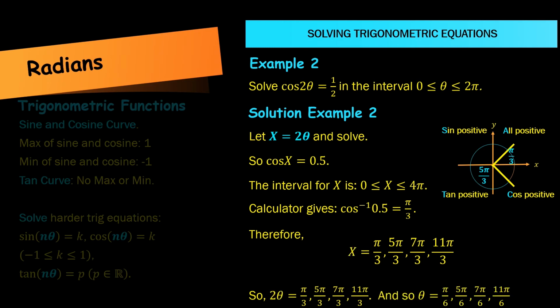And therefore we have that theta is equal to pi by 6, we're of course dividing by 2 now, 5 pi by 6, 7 pi by 6, and 11 pi by 6.